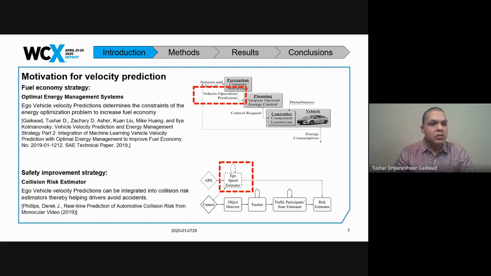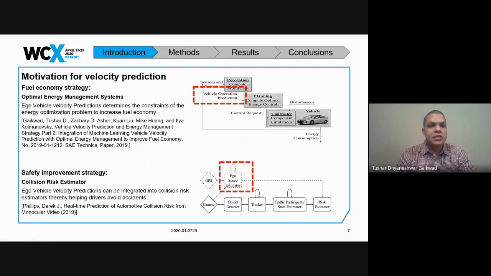I would like to mention the motivation for the project, which is velocity prediction. The first motivation is fuel economy improvement. One of the strategies proposed for getting higher fuel economy is optimal energy management. In this strategy, vehicle velocity predictions determine the constraints of the energy optimization problem to increase fuel economy. In my recent publication at SAE World Congress, I found that it shows significant improvement if we get accurate predictions. The red dashed line represents the input of vehicle operation prediction into the strategy.